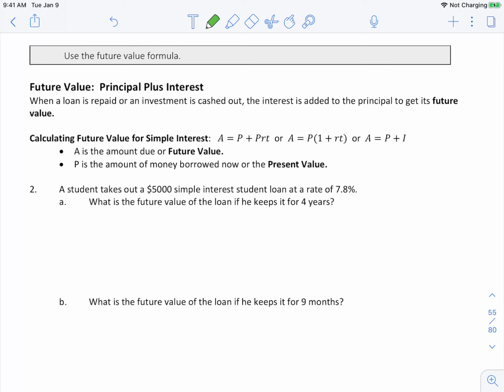So we have a student takes out a $5,000 simple interest student loan at a rate of 7.8%.